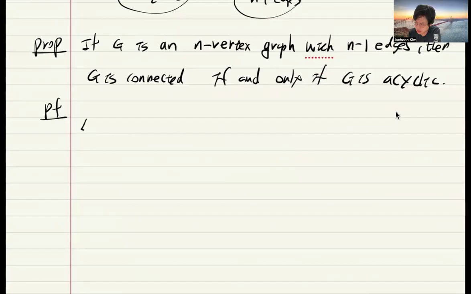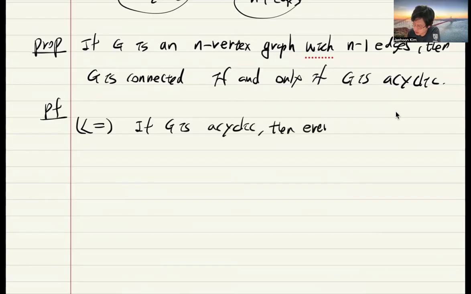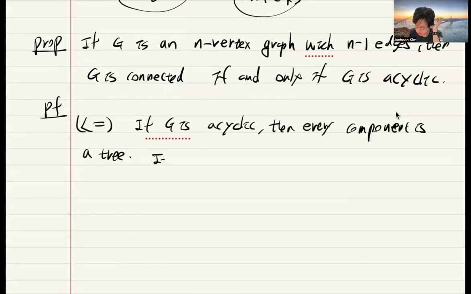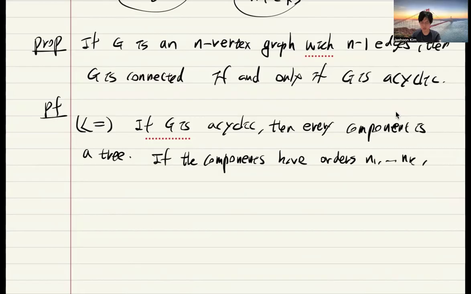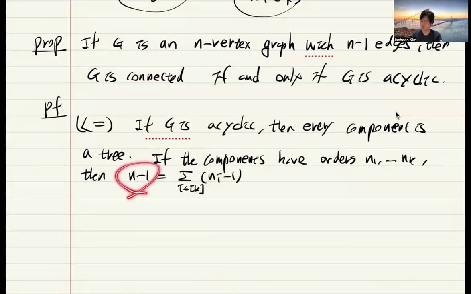So first, say this one. If G is acyclic, then every component is a tree. So any graph is a disjoint union of components, so it's a tree. And if the components have orders, say n1, n2, up to nk, then the number of vertices is the same as the summation of all ni minus 1. This is the number of edges in the entire graph G. This is n minus 1 edges.